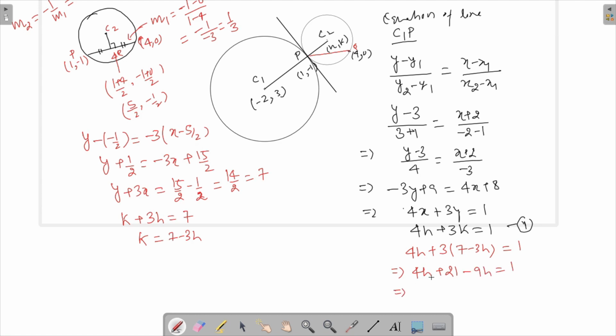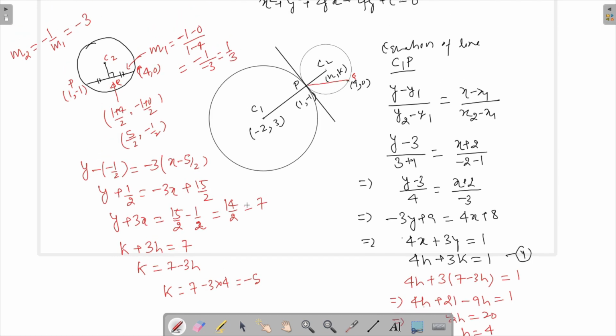Or we could say that minus 9h plus 4h is minus 5h, so minus 5h is going to be equal to minus 20. So h is going to be equal to 4. If h is 4, then k is going to be equal to 7 minus 3 into 4, which gives me minus 5. So we've got the center now, which is (4, -5).